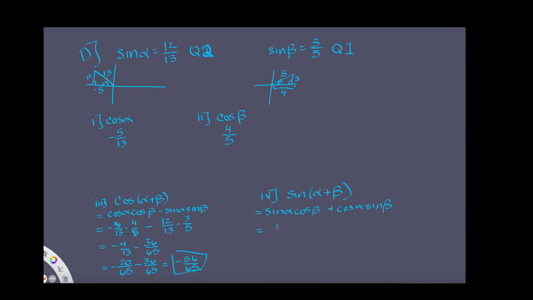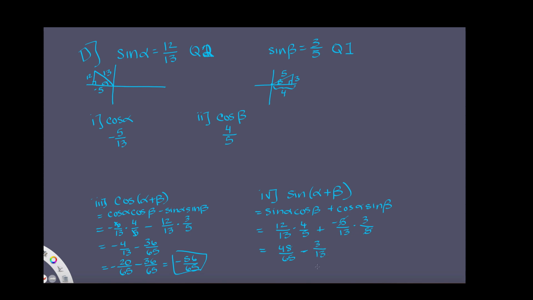The sine of alpha is 12/13. The cosine of beta we determined was 4/5. Plus cosine of alpha we determined was negative 5/13. And the sine of beta was given as 3/5. And now again, we do our 6th grade math, 48/65, plus this is going to be a negative. These 5s are going to cancel. This is going to be minus 3/13.